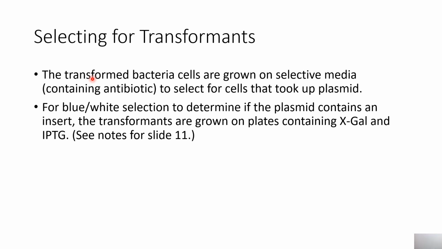Now the transformed bacterial cells are grown on selective media containing antibiotic to select for cells that took up the plasmid. Now for blue white screening, to determine if the plasmid contains an insert, the transformants are grown on plates containing XGAL and IPTG. IPTG basically induces the production of the particular protein. XGAL is the substrate. So if XGAL is broken down into something blue, that means the recombinant plasmid is not there. Whereas if there is no effect on the XGAL and you see white colonies, that means there is a recombinant plasmid vector.